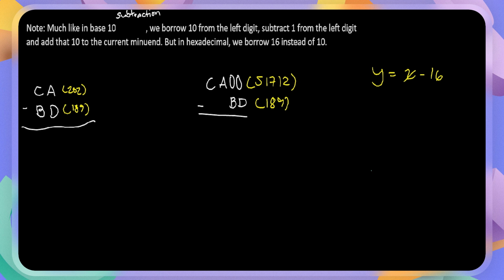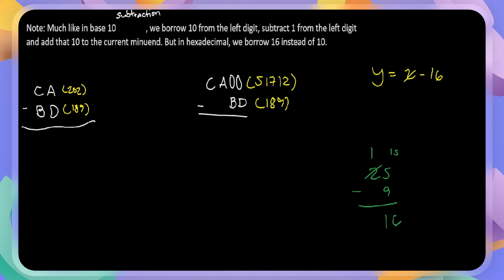If you have a number like, let's say, 25, and then you want to subtract 9 from that, you can't really subtract 5 and 9. So what you do is you borrow from the leftmost digit, you subtract 1, so the 2 becomes a 1, and then you add the 10 to the current minuend, which is 5. So 10 plus 5 is 15. 15 minus 9 is 6. So we just bring down the 1 there, and then we get 16, right? So much like that, in hexadecimal, we do the same, except we borrow 16.